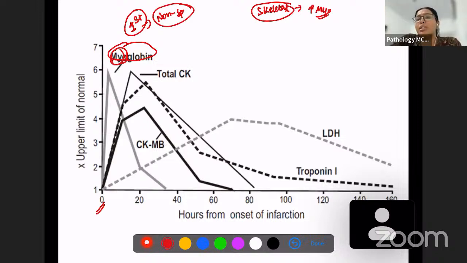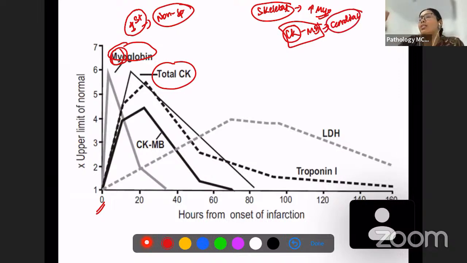The second marker which comes in after myoglobin is the CK. CK is creatine kinase. We know that there are three types of CK: CKMB, CKMM, and CKBB. CKMB is the one which is actually specific for the cardiac muscle; the rest are seen in other tissues. This is the second marker which is elevated after myoglobin. But as we know, CK is also not very specific to the cardiac tissue, since it can be confused with CK from the skeletal muscle as well.